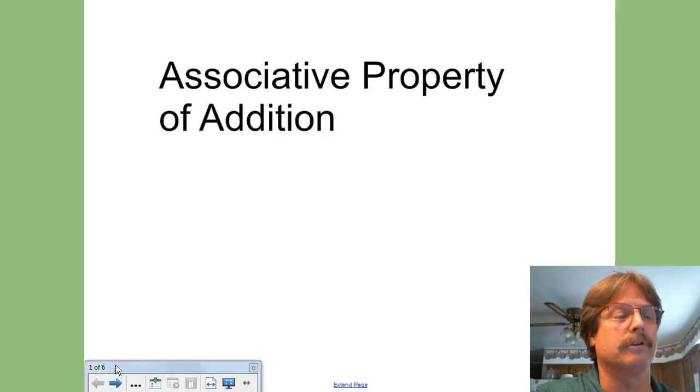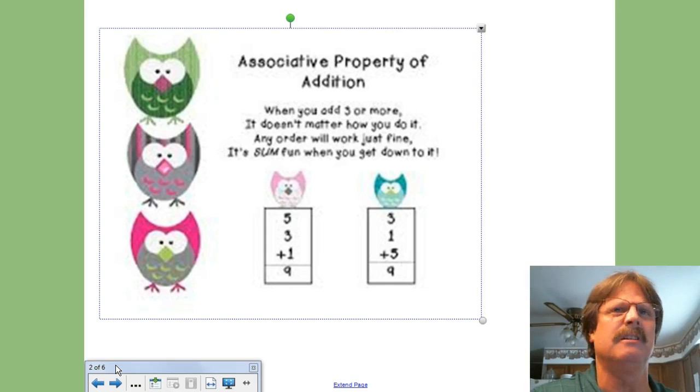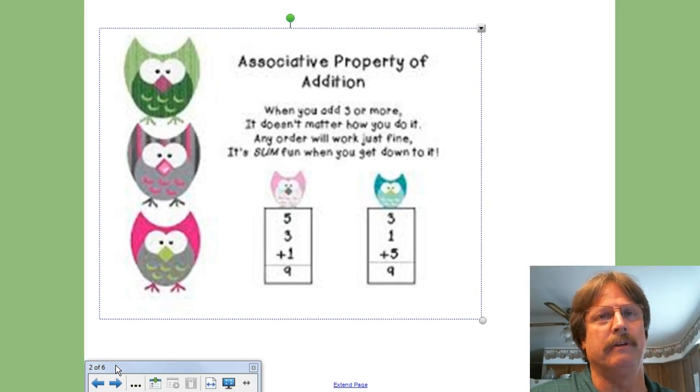In this video, we're going to talk about the associative property of addition. So what is that? Well, the difference between that and the commutative property of addition is the order of what we do versus the grouping of what we do. And that's what the associative property of addition is about, is how we group things.